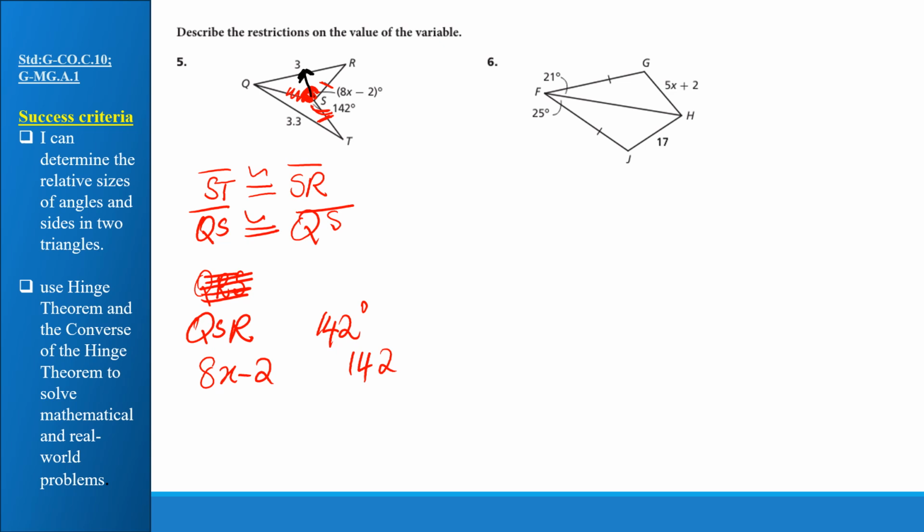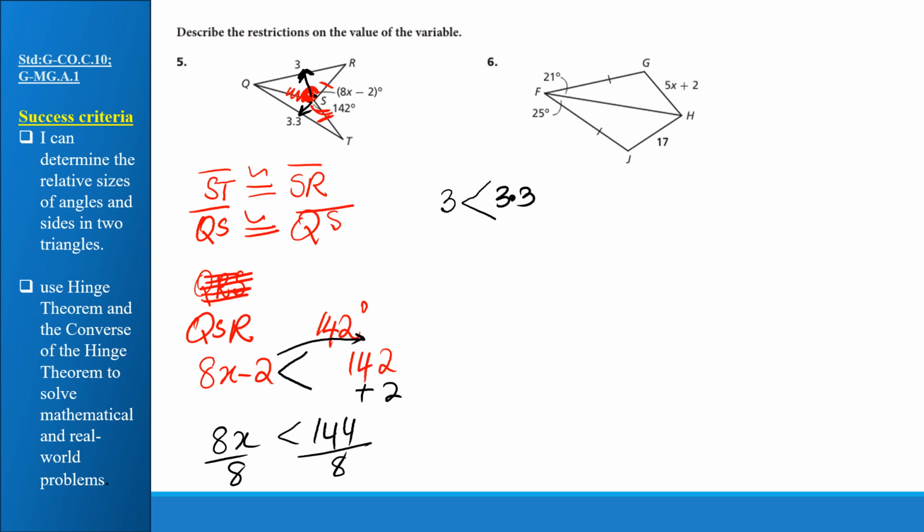So opposite to this angle, the side length is 3, right? And opposite to this 142, the side length is 3.3. So which one is bigger, 3 or 3.3? Definitely 3 is less than 3.3. That's why you can say 8x minus 2 is less than 142. Solve it. Bring the 2 here, you will get plus 2. You will get 8x is less than 142 plus 2, which is 144. Divide both sides by 8.